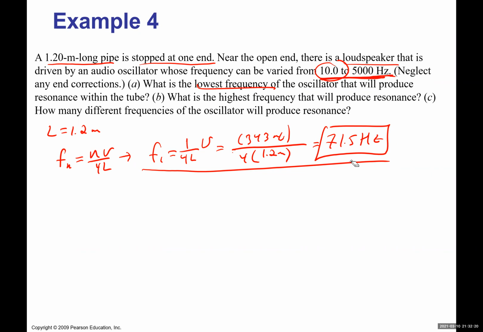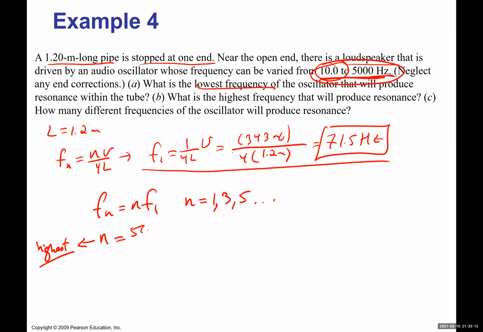All right, for the highest frequency, you want something close to 5,000 but that doesn't go beyond 5,000. We don't know if it's exactly 5,000, so it can vary from 10 up to 5,000. Let's see what we have. We know the equation for the higher harmonics is f of n is equal to n times f of 1. Now, n is equal to 1, 3, 5, because it's an open-closed tube. Our goal here is to find the highest n where we can have 5,000 as our roof frequency.